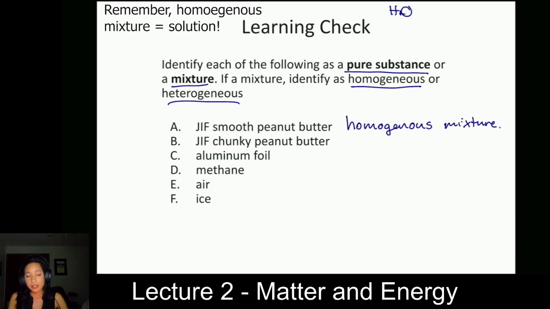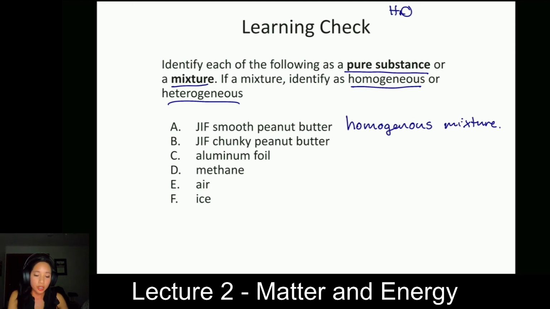On the flip side, what about chunky peanut butter? Chunky peanut butter has chunks of solid peanuts in it. So the question is, is it uniform throughout? No, it's not, because there are chunks of solid peanuts in it. So this would be a heterogeneous mixture, right?